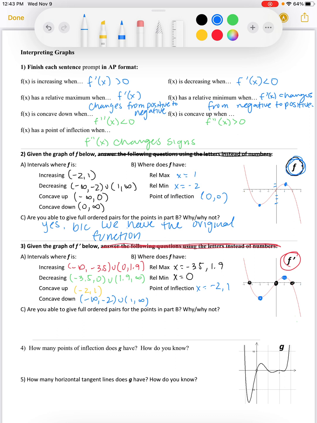Now, are you able to give full ordered pairs for the parts in part D? And no, that's not going to be able to happen because we do not have an original function to plug anything back into.